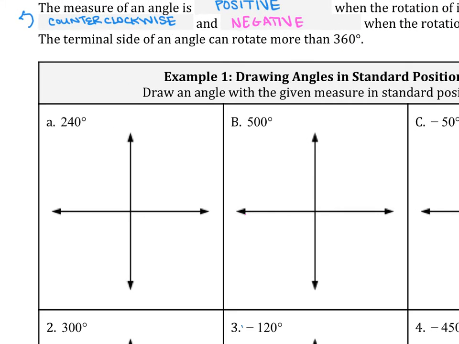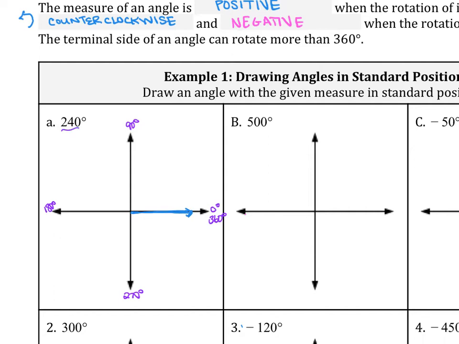So we're going to draw an angle with the given measure in standard position. What that means is we start here on the initial side. Now this is positive 240 degrees. So it's helpful if I start with this is 0. Up at the top, this is 90 degrees. On the left, this is 180 degrees. And at the bottom, it's 270. And then back at 0, that would be 360 degrees if it rotated all the way through.